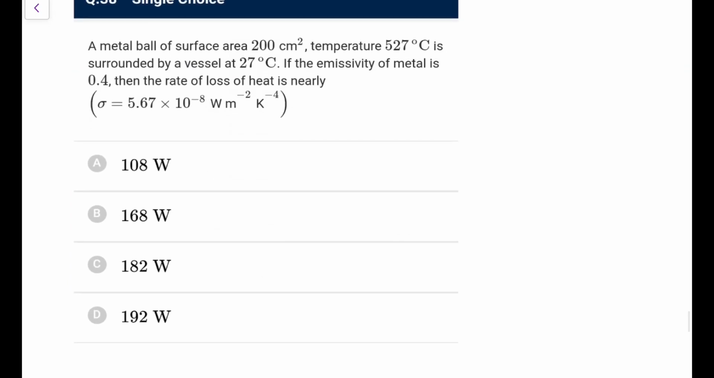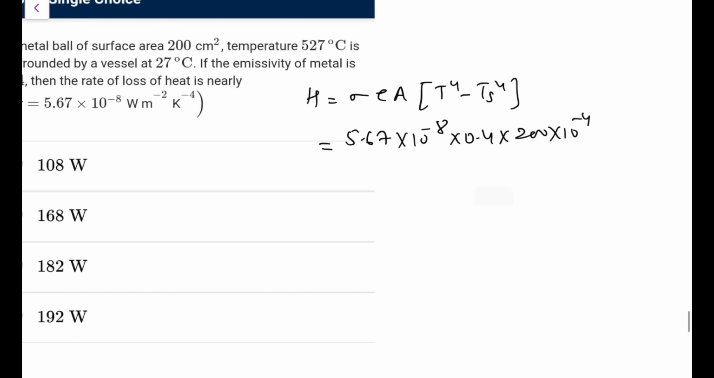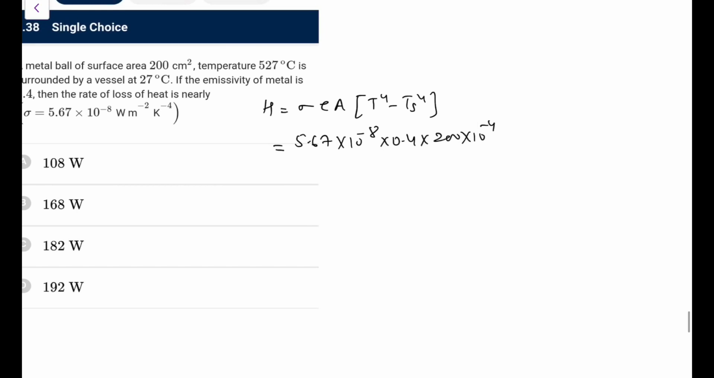Metal ball of area, temperature, surrounded by a vessel. If the emissivity is 0.4, then the rate of loss, H loss, would be sigma E A into T to the power 4 minus TS to the power 4. So what is sigma? 5.67 into 10 to the power minus 8. E is 0.4, area is 200 into 10 to the power minus 4, and 527 plus 273 is 800, and that is 300. It is going to be a tough calculation, but let's say 10 to the power 8, I can take it out, so it would be cancelling up.